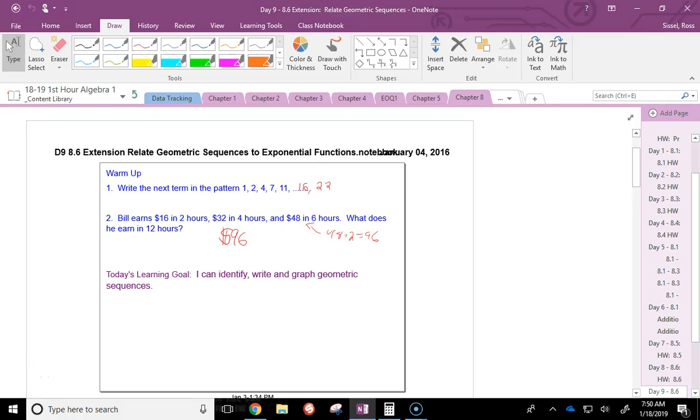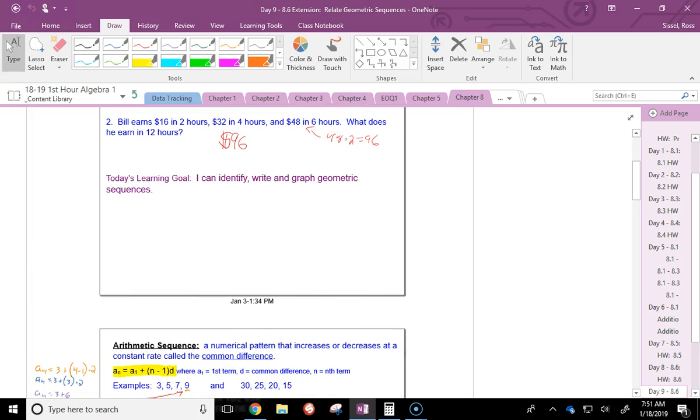Alright, today, lesson 8.6. Should have this open up on your OneNote. Today, we are doing an extension. We're relating geometric sequences to exponential functions. So, I did the warm-up because I'd rather us just get right into the work. So if you want to see how we did that, you can go to it. But I can identify, write, and graph geometric sequences.